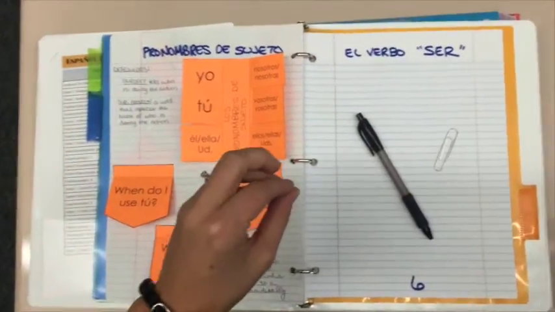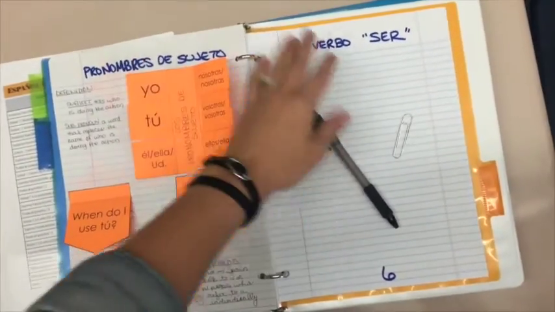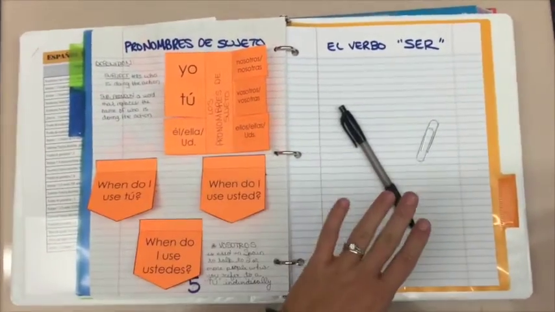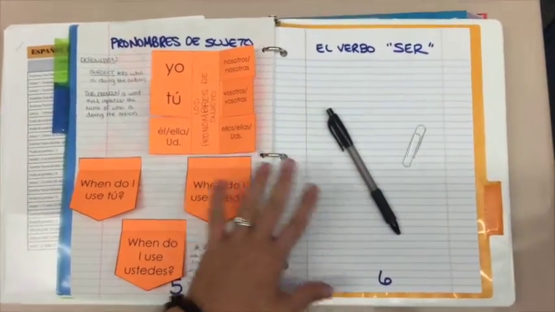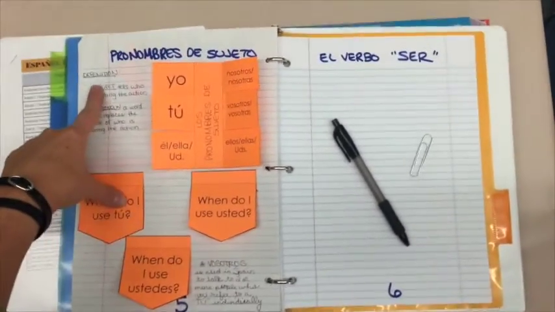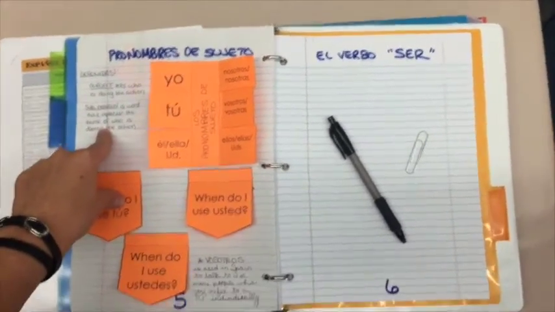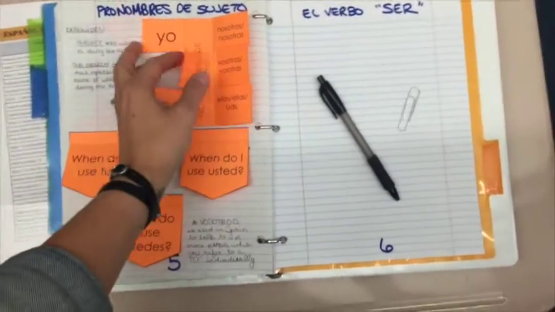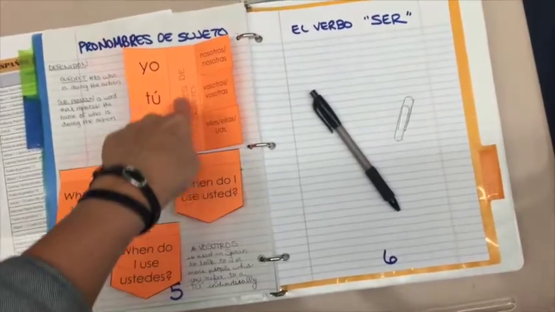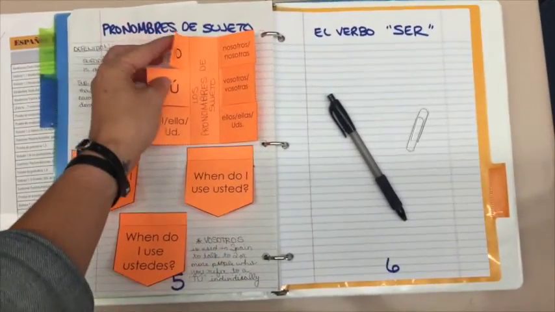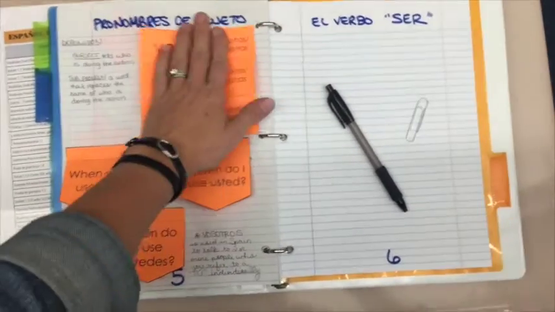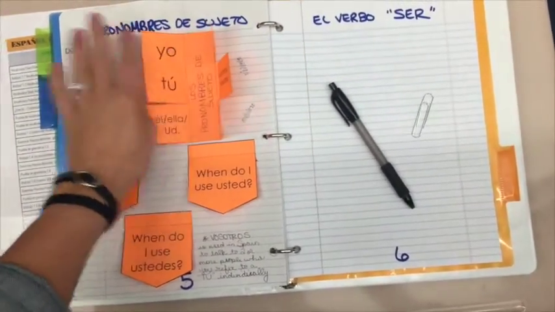I do want subject pronouns and the verb ser to be next to each other. So whatever page you're working on, make sure you have two open pages so they can be together. Over here, we're going to take some notes on the definition of subject pronouns. This is the foldable you get from class. You're going to glue it down the middle and then fold and separate each tab so that you can lift them up. So you have 6 tabs you can lift up.